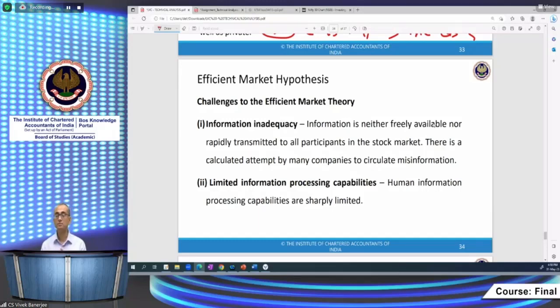Second challenge, or second, you can say, criticism to the efficient market theory is the limited information processing capabilities of the people. The human mind has limitation. It cannot process, it cannot remember all the information.